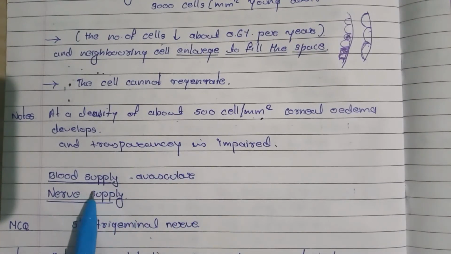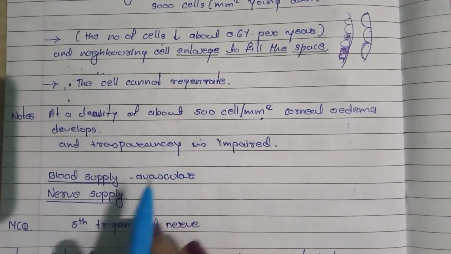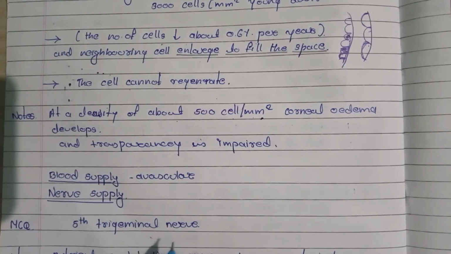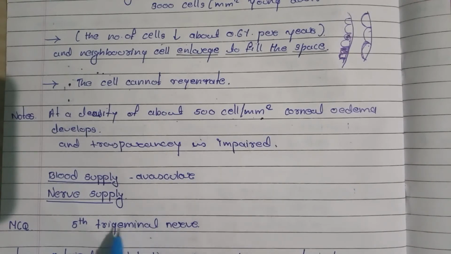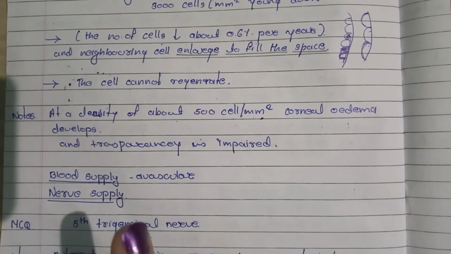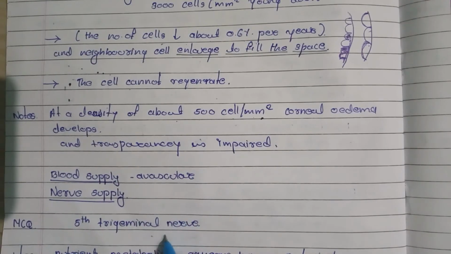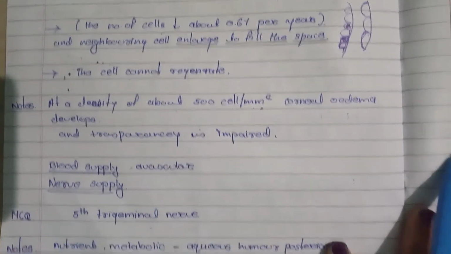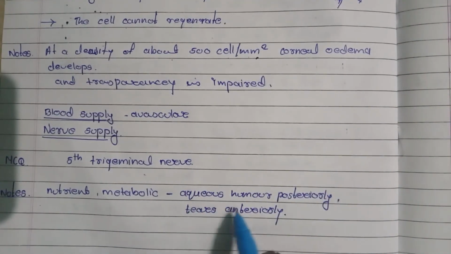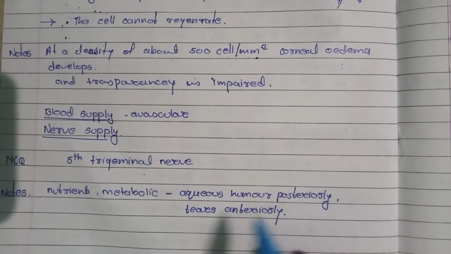Blood supply. There is no blood supply because the cornea is avascular. Nerve supply. The fifth, trigeminal nerve supplies the cornea. This is an important point. This can be asked for the MCQs. The first division of the fifth trigeminal nerve supplies the cornea. Note, nutrients are supplied and metabolic products are removed mainly by the aqueous humor posteriorly and tear anteriorly.